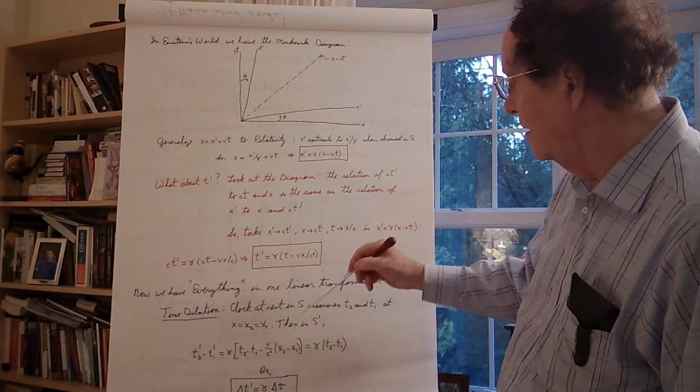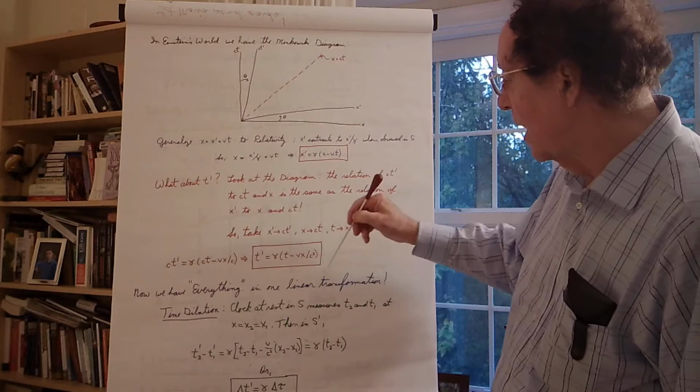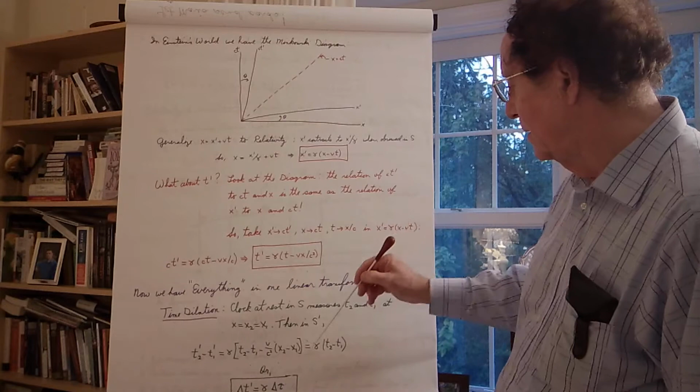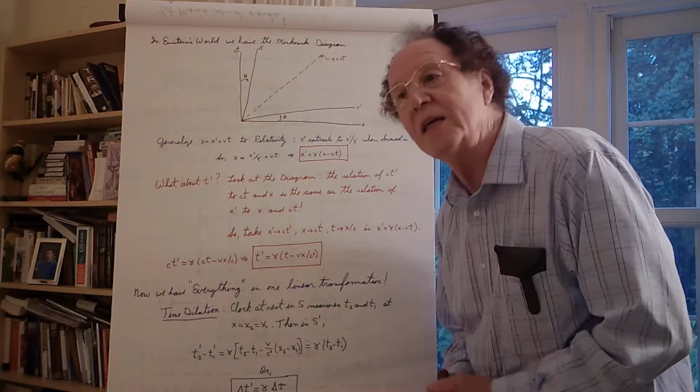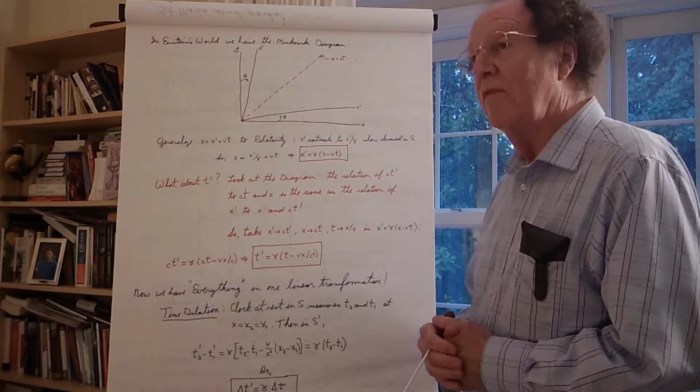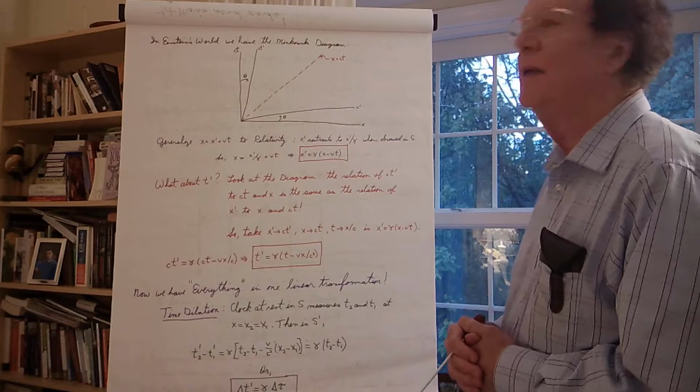Finally, I use the fact that the clock, by definition, does not move in frame S. So this term disappears. X2 is equal to X1. And so I get delta T prime is equal to gamma delta T. But delta T, you see, is in the frame where the clock is at rest. That's what I call the proper time, so that's delta tau. So we got it. Time dilation. The observer who observes a moving clock says it moves slowly by a factor of gamma, a factor that depends upon the velocity of the moving clock.